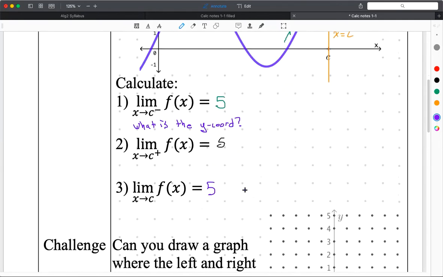So I'll write over here, right and left have to match. Otherwise, I can't spell otherwise. This is a D-N-E, does not exist. If the left-hand limit is 4 and the right-hand limit is 9, the limit for the double-sided limit is D-N-E. There is no limit.